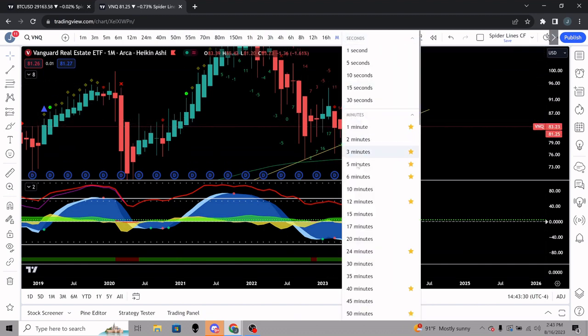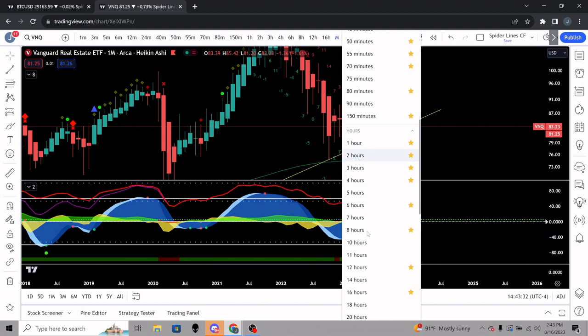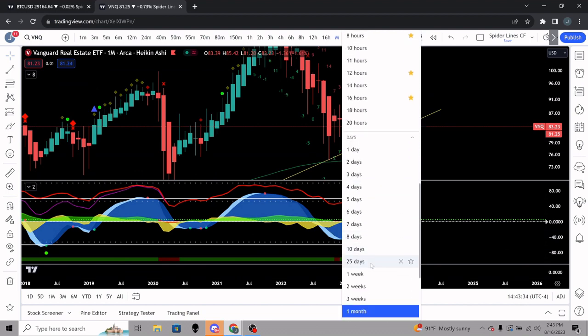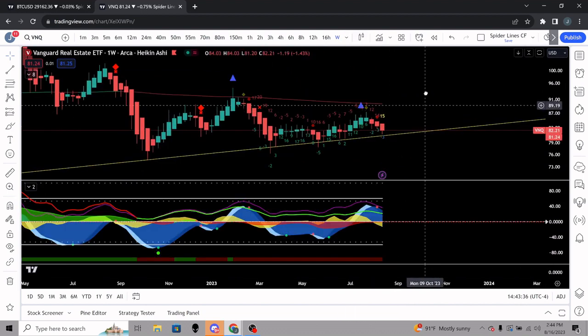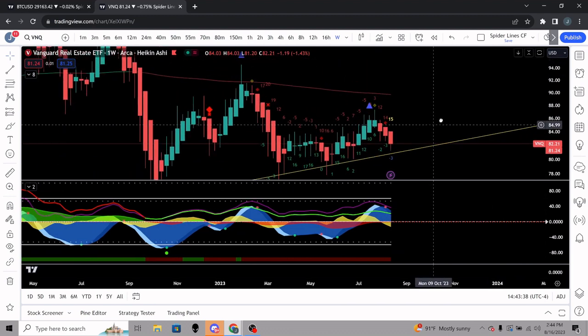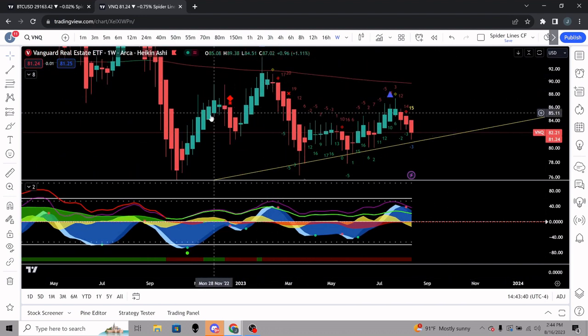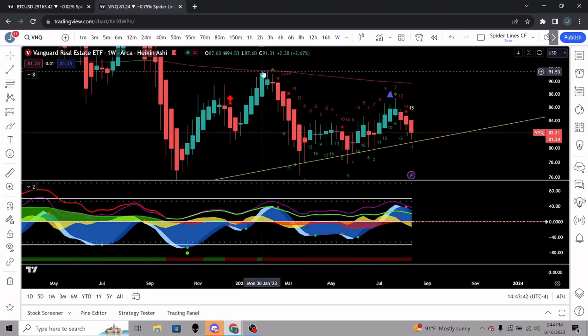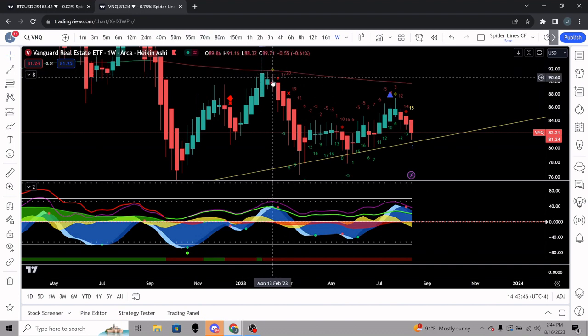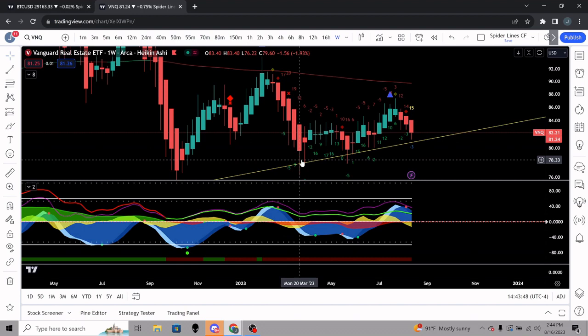So we need to move down to the weekly time frame. What that does is give us a better look, a little bit more close up. So here we go. All right, so we see we had a test for resistance. It failed. This was back in January. Came back down, tested support.